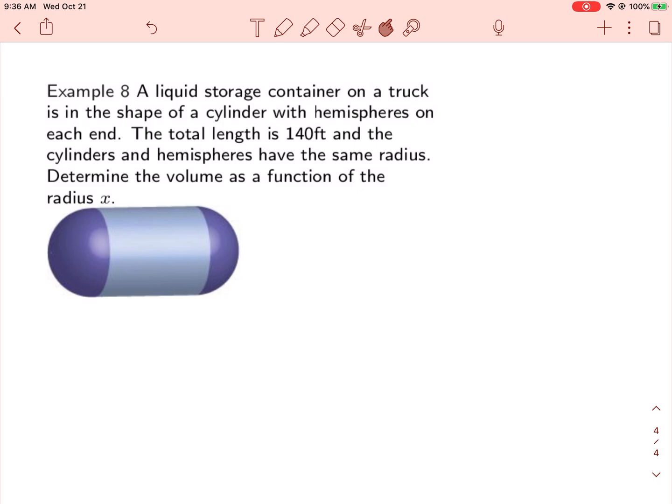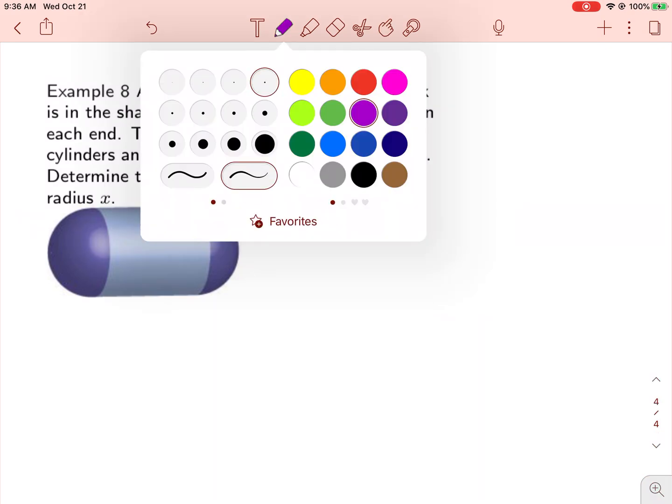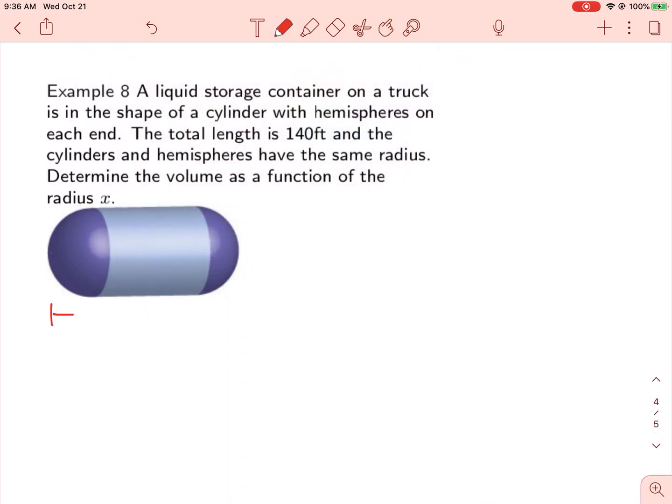We're going to talk about a liquid storage container on a truck. What you guys have always thought about and dreamed about is in the shape of a cylinder with hemispheres on each end. The total length is 140 feet. I'm actually going to just draw that in so I can visualize what's happening. And the cylinders and hemisphere have the same radius. Determine the volume as a function of the radius x.